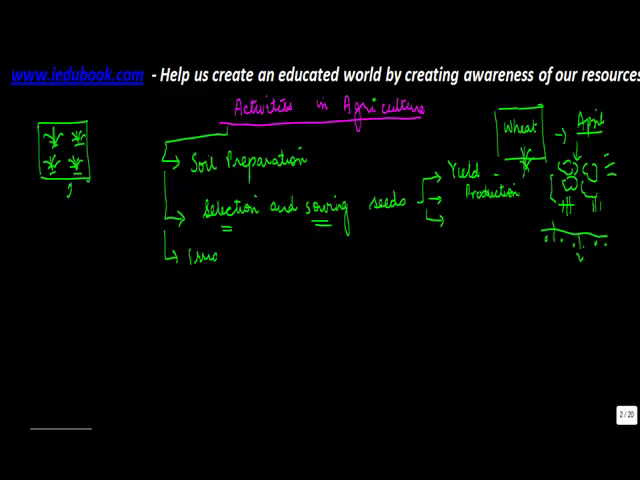Then comes irrigation. So once the seed is done, then you use means to drop water on the field, which is basically known as irrigation.